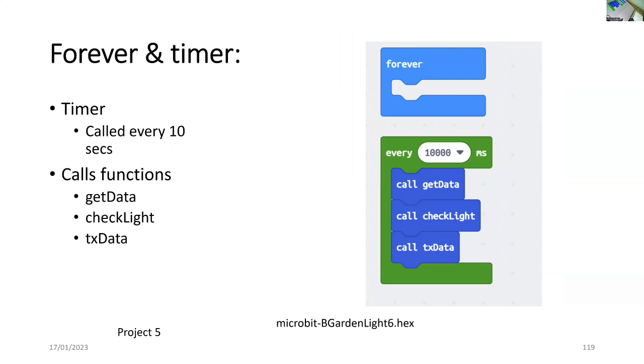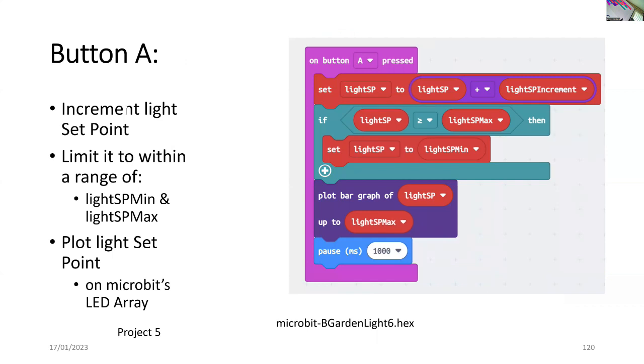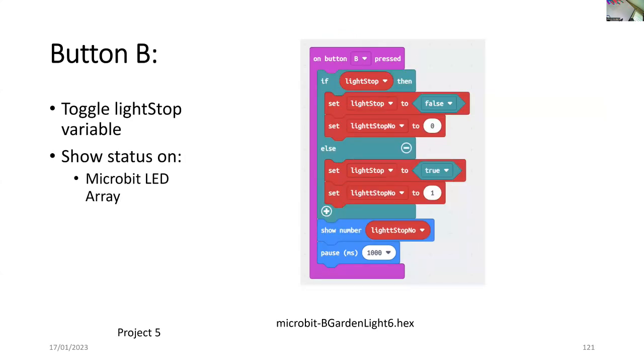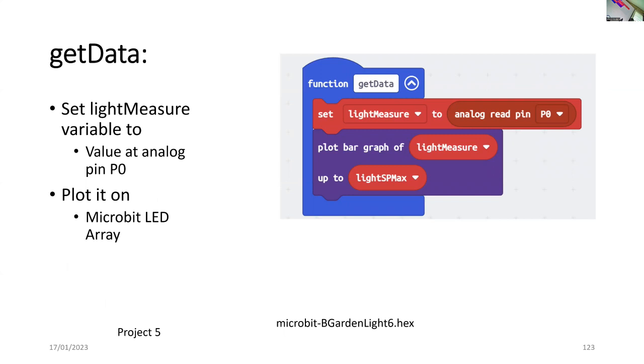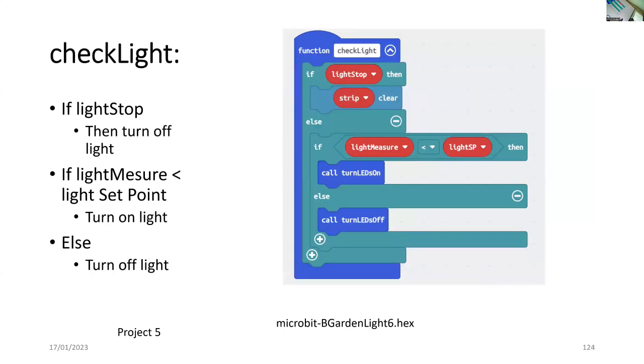So similar to the previous program, every 1 second, we call 3 functions: get data, check light, and transmit data. And this is exactly the same as before. And similar with button B and button A and B. But here, when we turn on the lights, it's a slightly different routine that we're using. So we call the turn LED on or off, depending on the value of the light test flag. Same as before, to measure the light value. And this is also the same, except when we want to clear the light, if we want to stop it, we use a neopixel command.